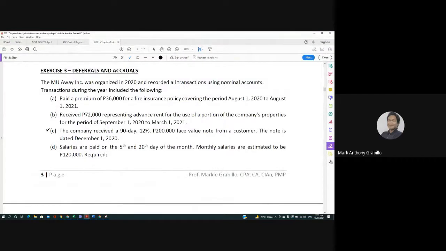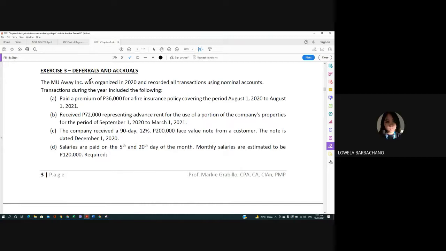Ulit po. Prepaid insurance, debit, credit cash. Insurance expense. Tingnan natin class ha. Ito kasi nakasulat dito, all transactions are recorded using the nominal account. So ano kaya yung nominal account? Expense and income. So ibig sabihin, gumagamit sila ng expense method saka income method. Nakuha po ba? Yes po.